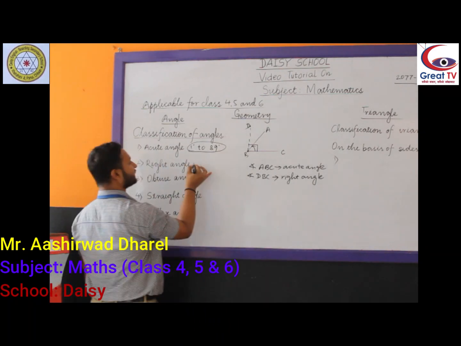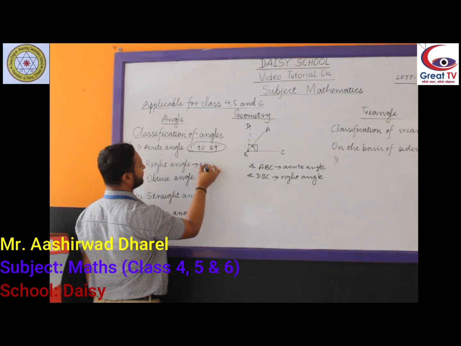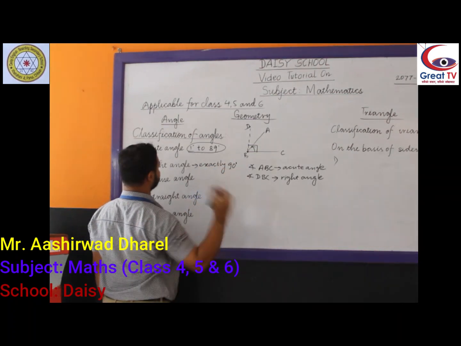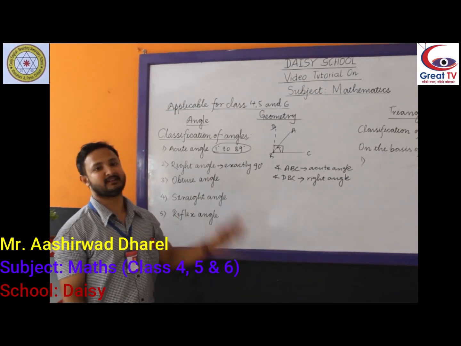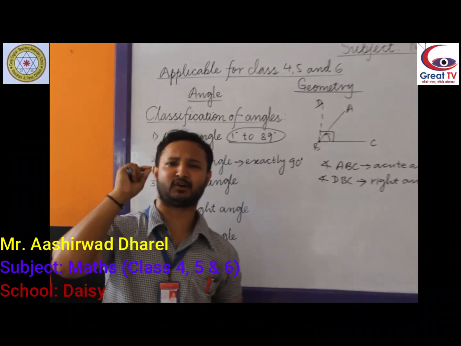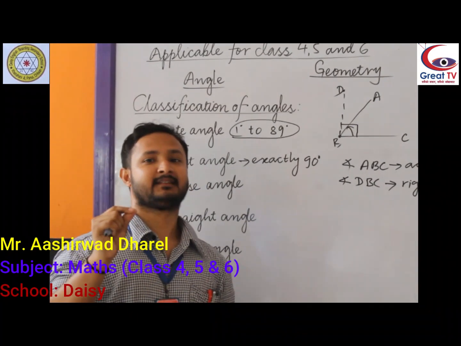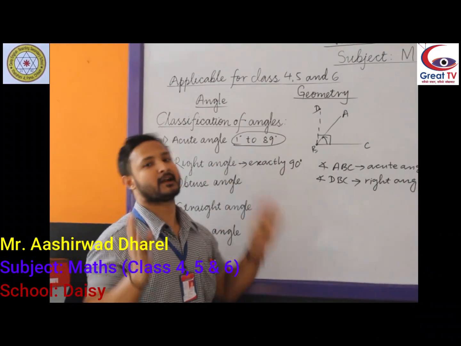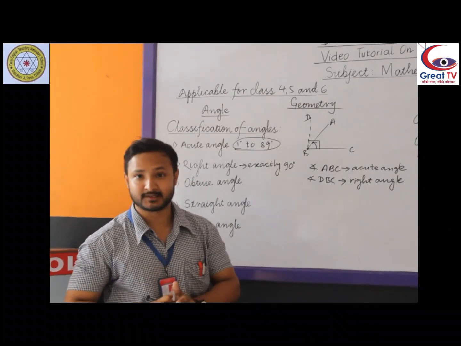Right angle means exactly 90 degrees. It measures exactly 90 degrees, not even a small slice greater or smaller than 90 degrees. Exactly 90 degrees. Do you get my point?